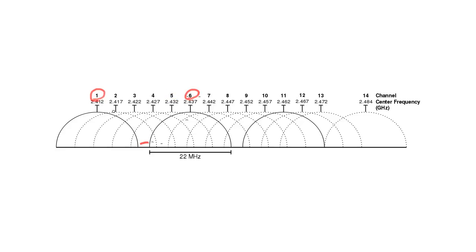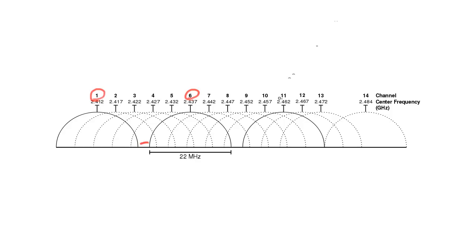Notice that there's a gap now between channel one and channel six where there's no overlap. And that's what's going to give me a successful configuration of two or more access points, because the channels don't overlap and contend with one another. So that's the main idea when you set up multiple access points.